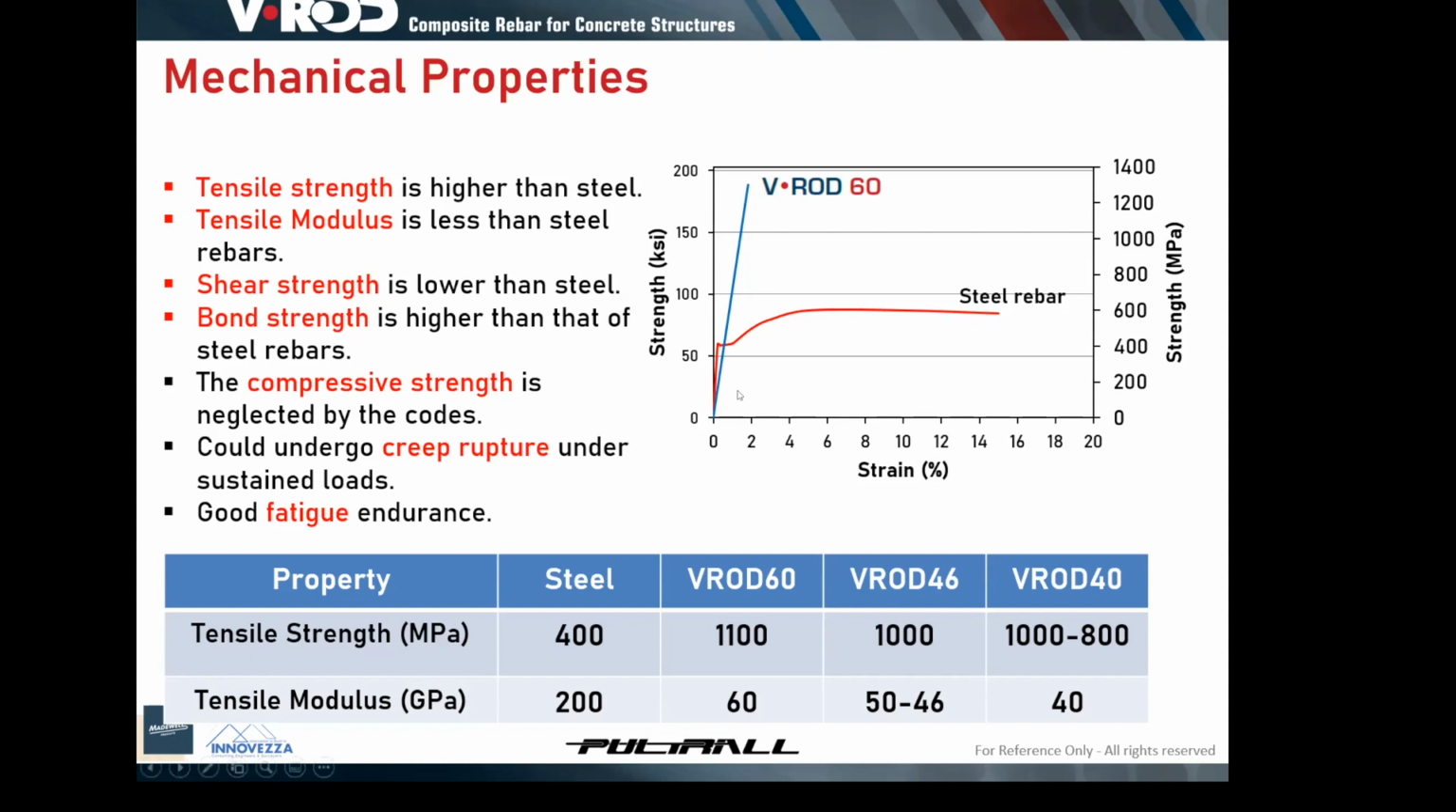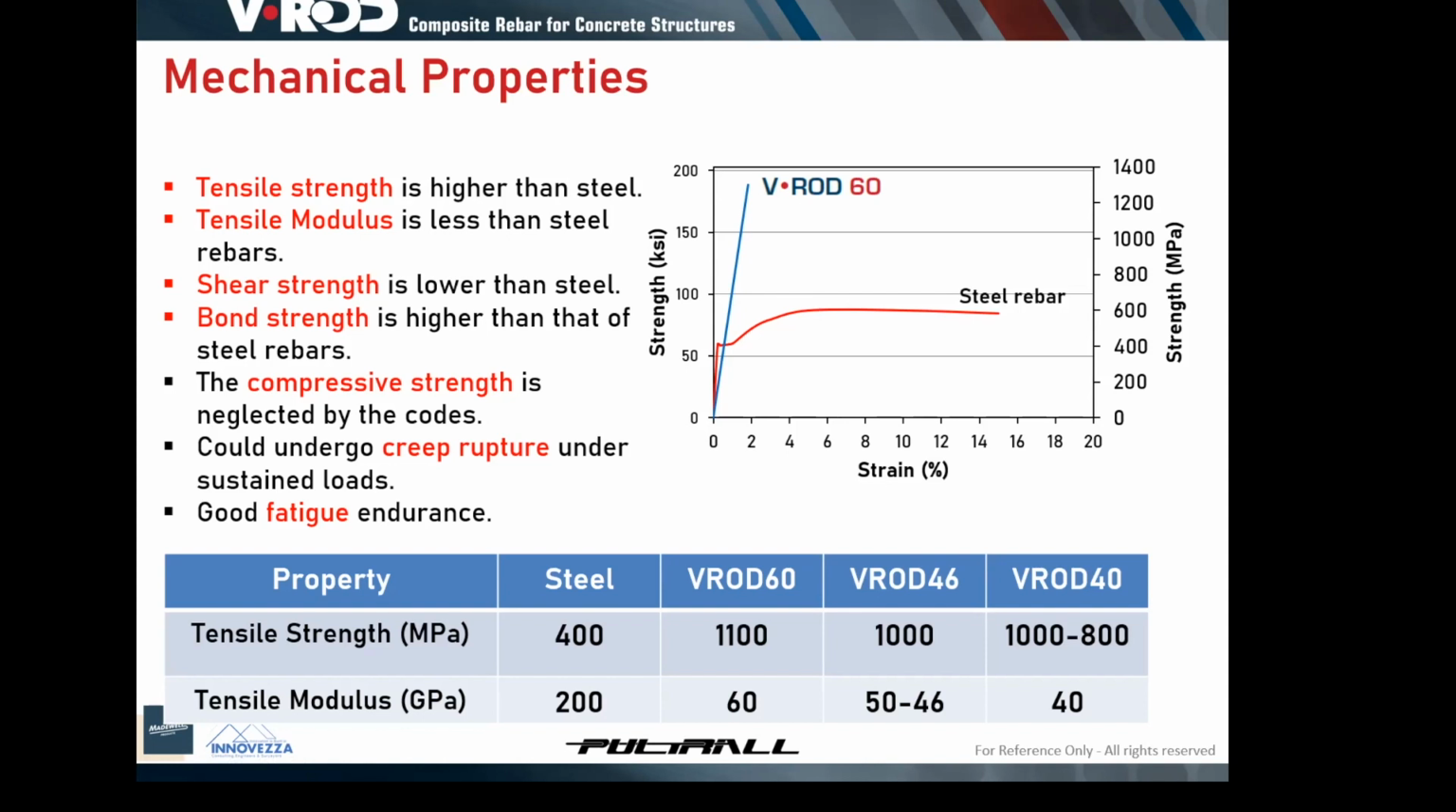We can also notice that the inclination of the blue line here is less than the inclination of the red line or the red curve before the yielding point, which means that the modulus of the GFRP bars is lower than the elastic modulus of the steel bars before the yielding point. So we have main differences here. The tensile strength is higher than the steel. The tensile modulus is lower than steel. These two characteristics will be reflected in the design process, and they are reflected in the codes as well.